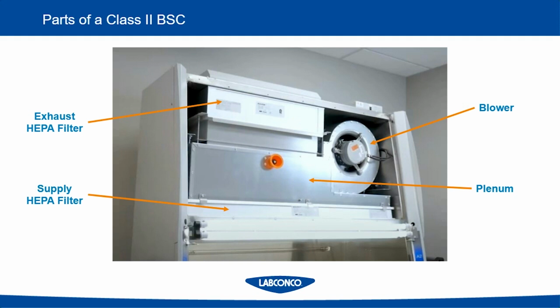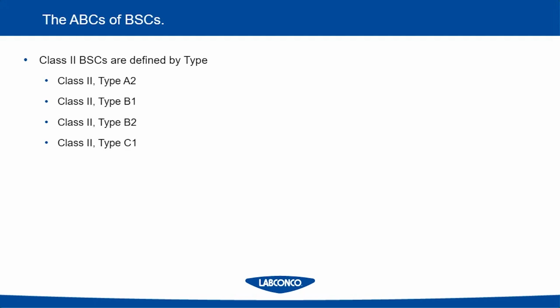So in the next section, we're going to cover the different types of Class II biosafety cabinets. Although all of them are going to have an exhaust and a supply HEPA filter, the plenum and the blower configuration are going to vary. The different types of Class II BSCs are defined by type. So this would be a Class IIA2, a Class IIB1, a Class IIB2, or a Class II Type C1. These are the most common that are out there on the market today.